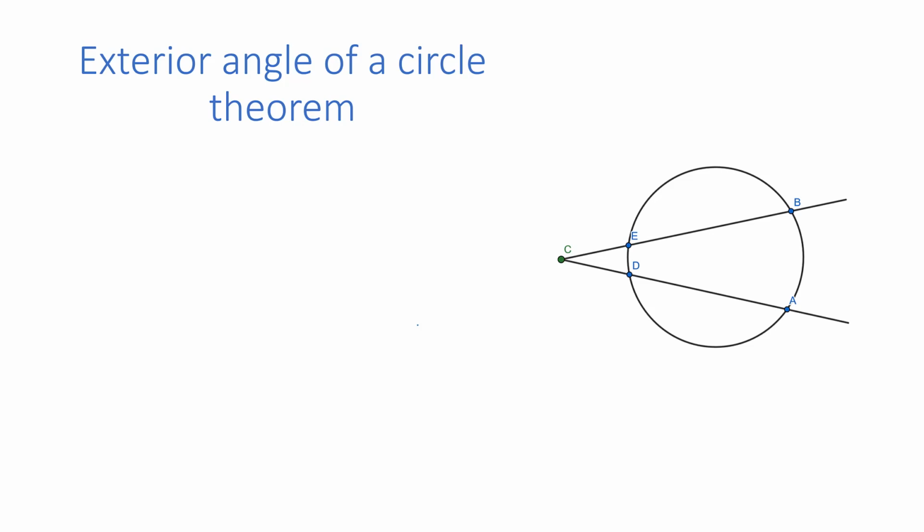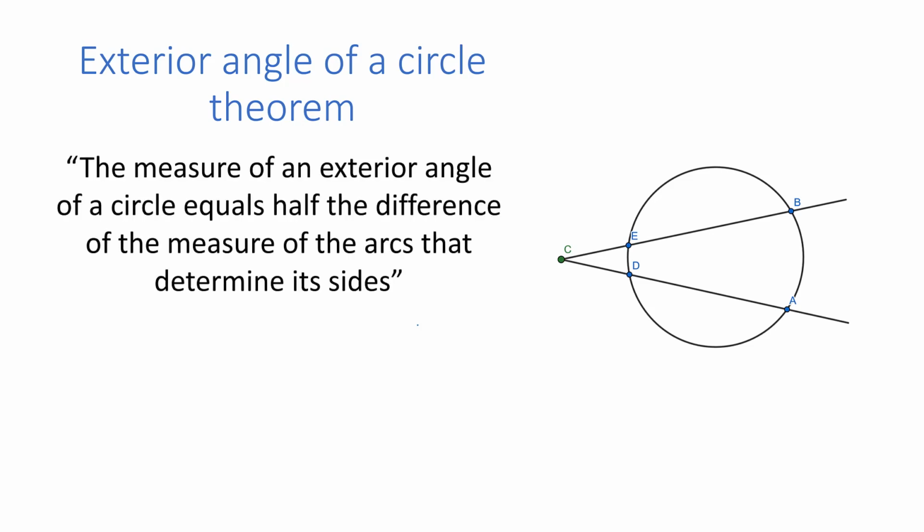The theorem says that the measure of an exterior angle of a circle equals half the difference of the measure of the arcs that determine its sides. So the theorem says that angle C, or the exterior angle, is equal to half the difference. So we're going to take half of the difference of the arcs. The difference is a subtraction. It says the difference of the measure of the arcs that determine its sides.